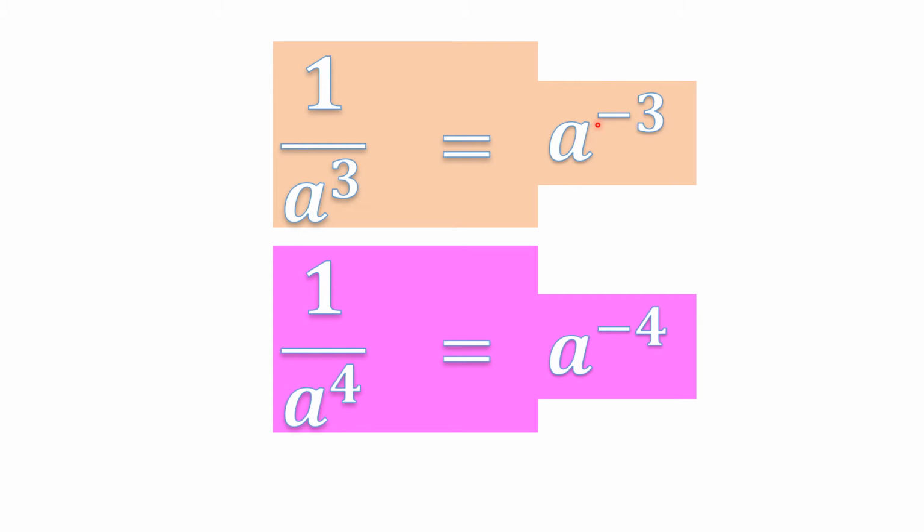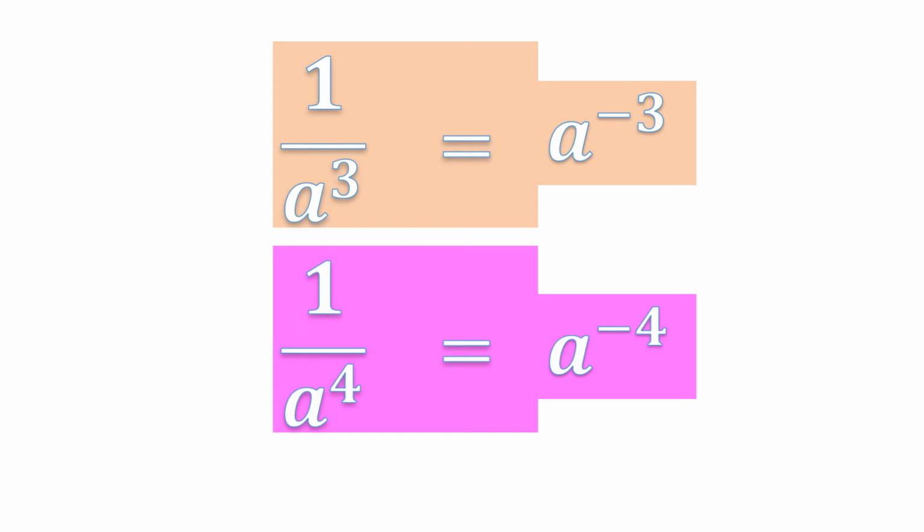What does this minus sign show? Minus sign shows that whatever this is going to be below 1. That is, it's going to be in the denominator, right? So that is what it shows. So 1 by a raised to 4 is what? A raised to minus 4.